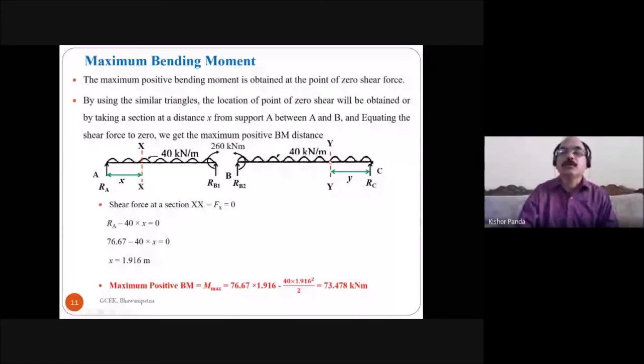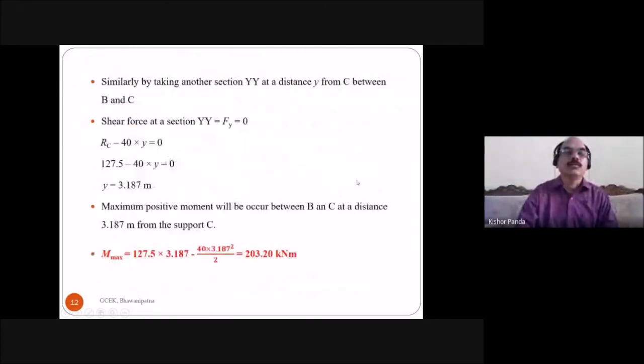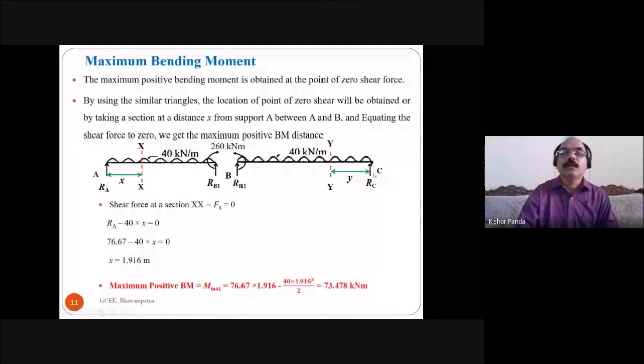To the right of this section, how many forces are there? One is the upward reaction RC and the other is the UDL, a downward force. Here you take RC minus 40 into y is equal to 0. RC is 127.5, so 127.5 minus 40 into y is equal to 0. After simplification, y is equal to 3.187 meter.